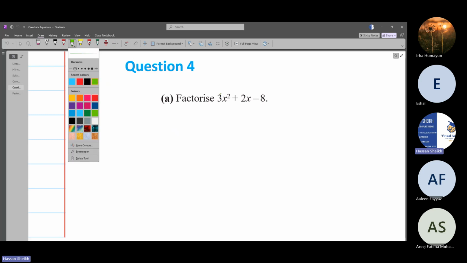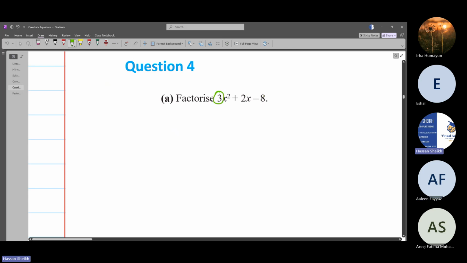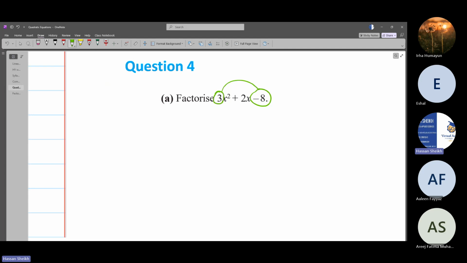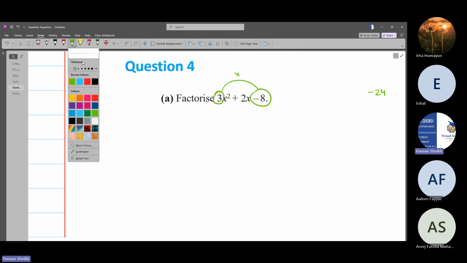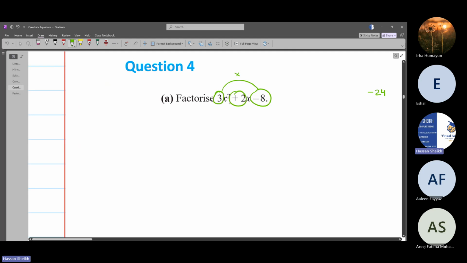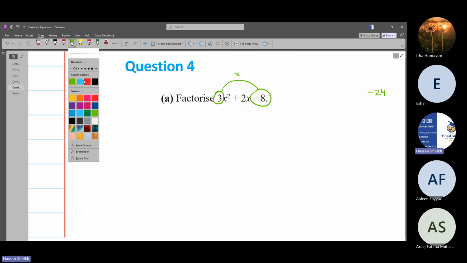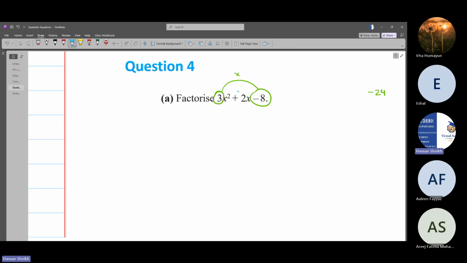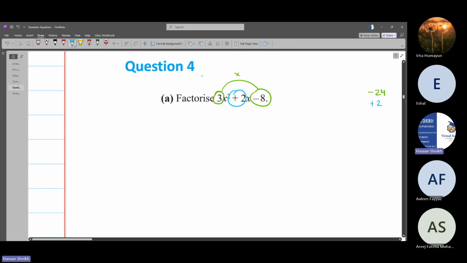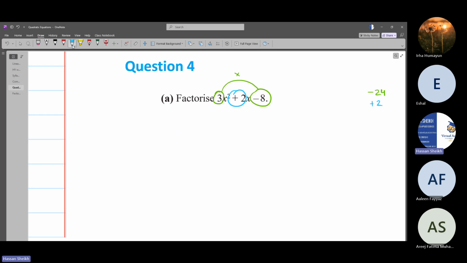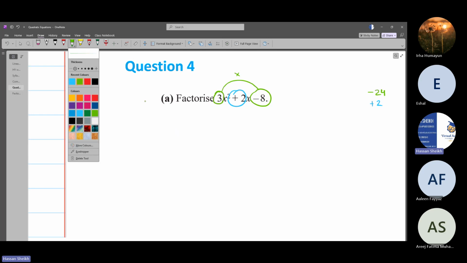So first of all, in the first step, we multiply the coefficient of x squared with the constant term. What will it generate? Negative 24. And then we look for the coefficient of the x, which is in the middle. What is that? Plus 2.